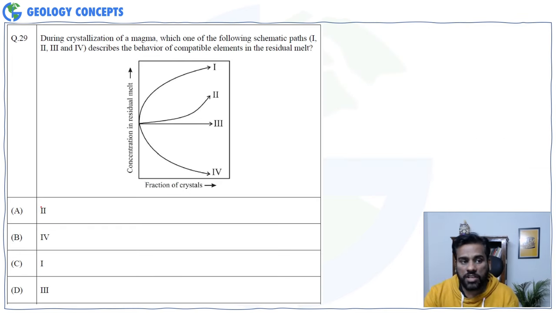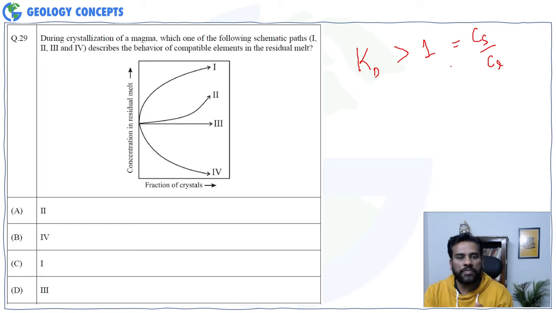Second, during crystallization of magma, which one of the following schematic paths is described by the behavior of a compatible element? See, a compatible element is the one whose KD value is greater than 1. And also we know KD is equal to CS by CL. Right? That means it is preferring to stay in the solid.